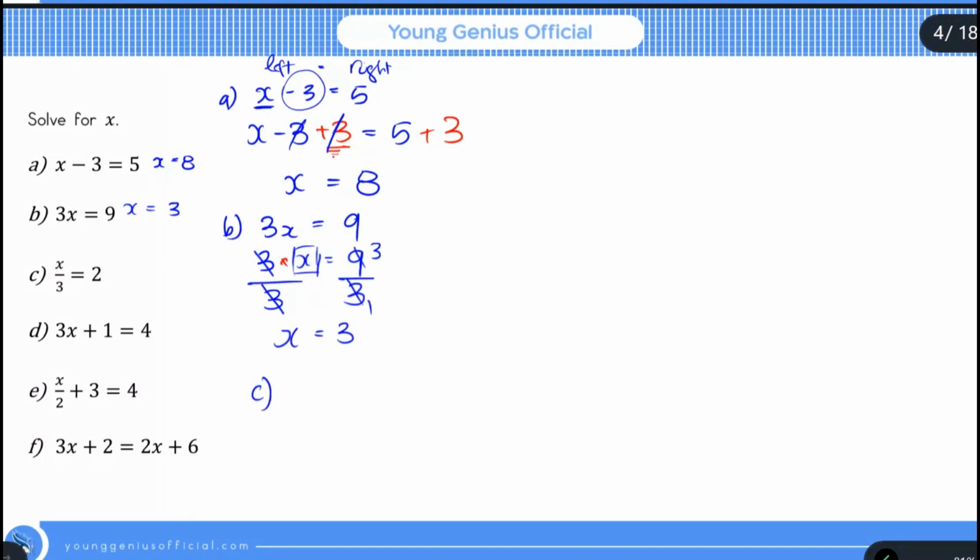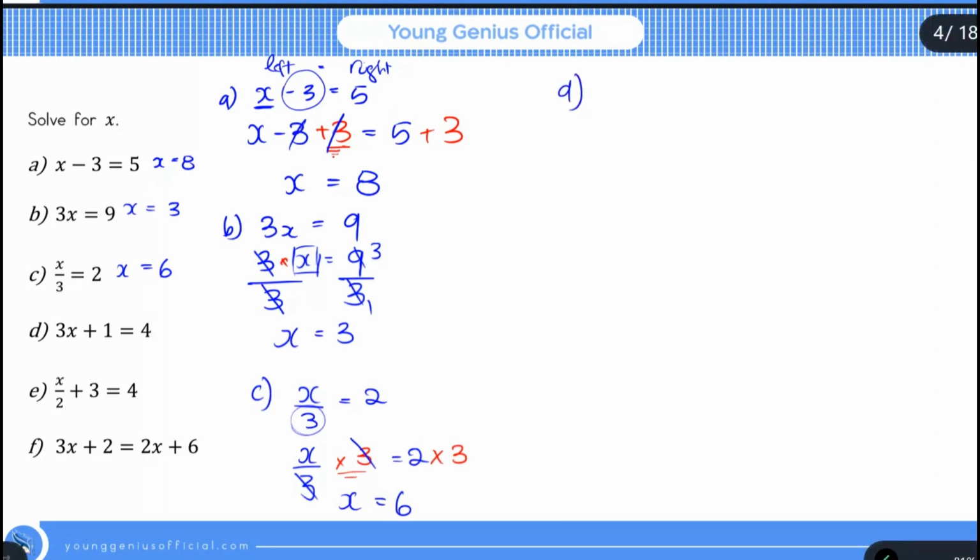Let's do some more. Now here we have x over 3 is equal to 2. X over 3 is the same as x divided by 3. And in order to get rid of this 3, to get just x, we'll have to multiply by 3 on both sides. So x divided by 3 multiplied by 3 is equal to 2. And remember, what we do on one side, we have to do to the other side. So we'll have to multiply by 3 here as well in order to keep the equation equal. These 3's will cancel each other, and x will be equal to 2 times 3, which is 6. So for this one, x is equal to 6.